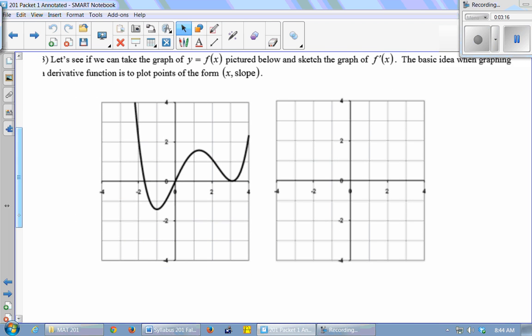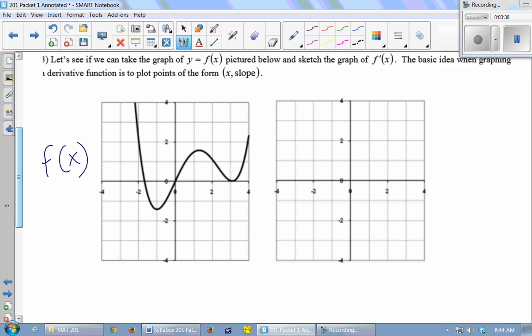So let's see if we can take the graph of f of x pictured below and sketch the graph of f prime, the graph of the derivative function. The basic idea when you're trying to graph the derivative function is to plot points that are x, comma, slope of a tangent line. So if this one on the left is f of x, I want to plot x, comma, the slope of the tangent line at that x value.